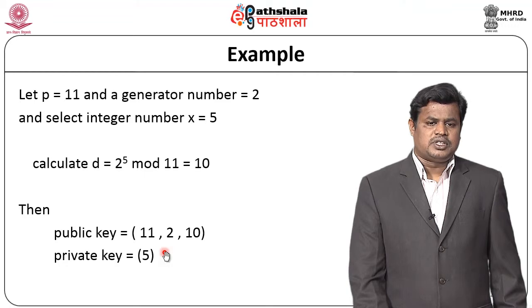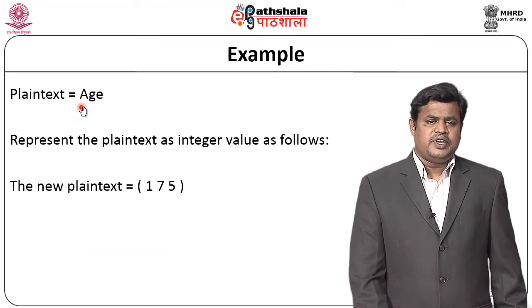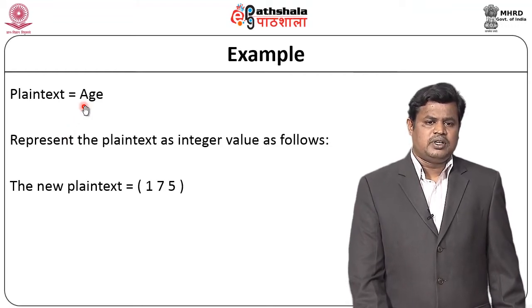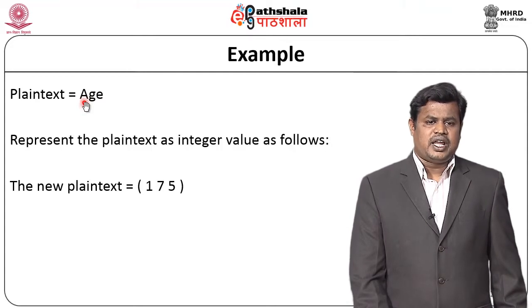If Alice and Bob want to send a message with the public key and private key, they have already done the computation. Now they have the key: 11, 2, 10 are the public key and the private key is 5. As we assume here, the plain text to be shared between Alice and Bob is AGE. AGE is the plain text that Alice wants to share with Bob. It is represented as 1, 7 and 5.